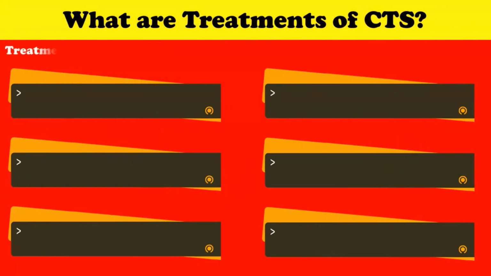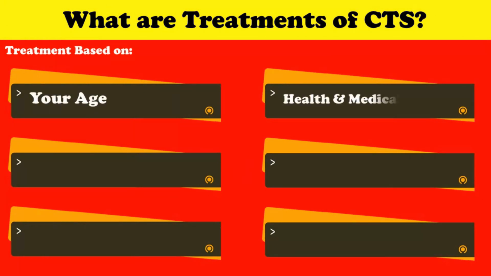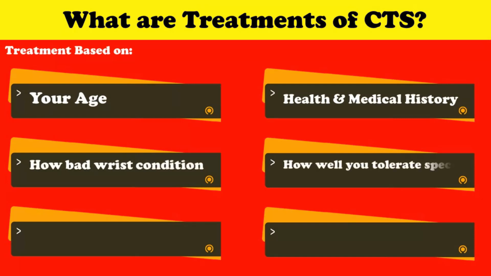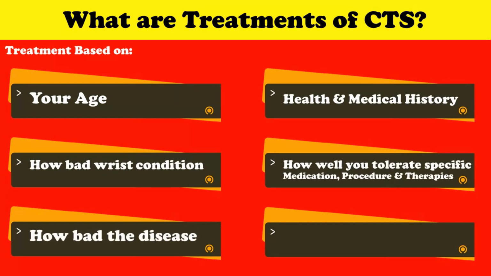To treat it, it is important to know your age, your health and medical history, how bad your wrist is, and whether the medicine you will be given is appropriate for your health. How bad is your disease, and what is your opinion about your own disease?